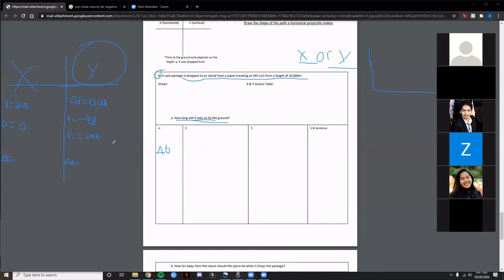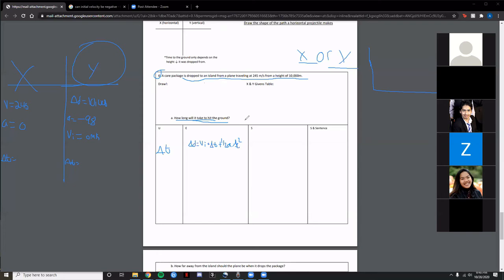So with that, we can use delta D equals V of I times delta T plus 1/2 of A times delta T squared. Now, you might be thinking, Andrew, how are we going to isolate this? There's two t's, and one of them is squared. No problem, children. This is why I am here.